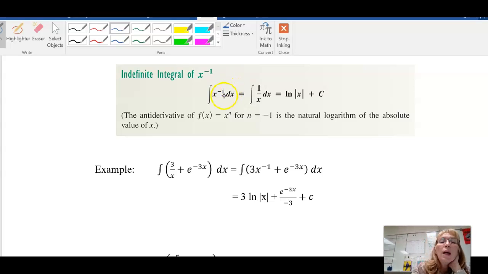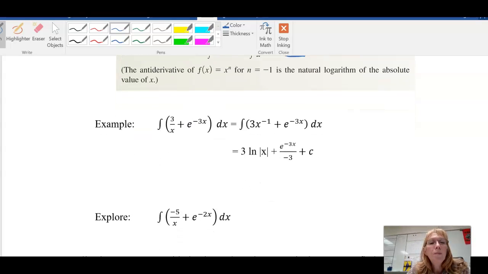If you add 1 to negative 1, you get 0, and you're in trouble. So this is a special rule. You know that 1 over x is the natural log of the absolute value of x. The absolute value is there because it has to be positive. Remember, we cannot take the natural log of a negative number. Plus c, of course, for our constant.